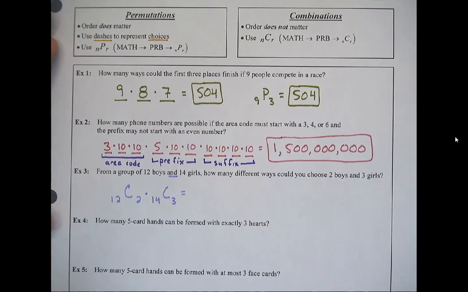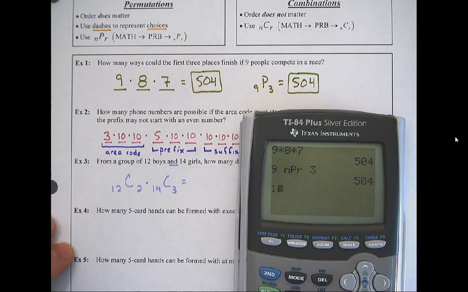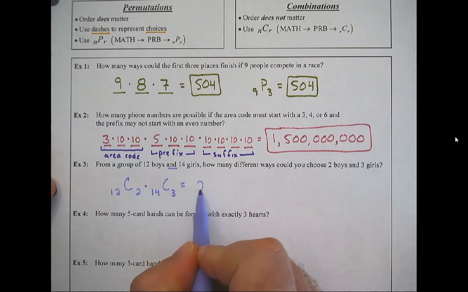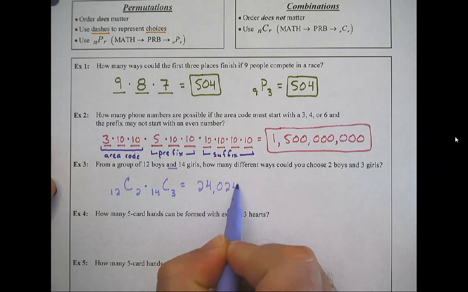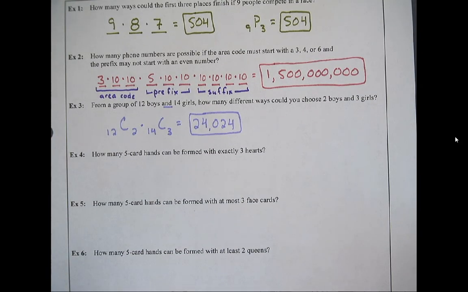This is something that I can compute. I wouldn't try to compute it in my head. I would go to my calculator. So I've got to put the 12 in first. Math, nCr, 2, times, then I've got to put the 14 in first. Math, PRB, nCr, 3, and you get 24,024. So out of a group of 12 boys and 14 girls, there are over 24,000 different ways that I could pick 2 boys and pick 3 girls. Crazy. These numbers get real big real fast.